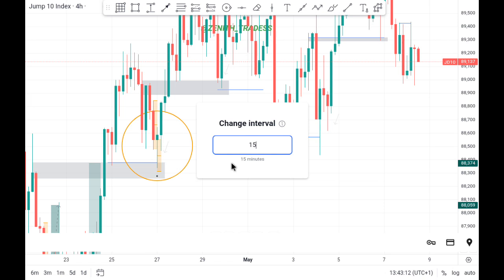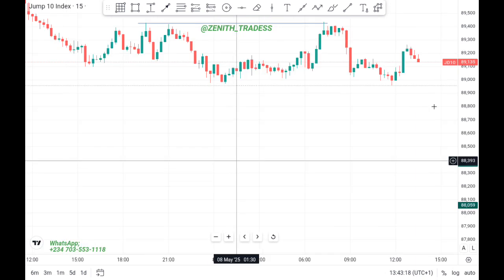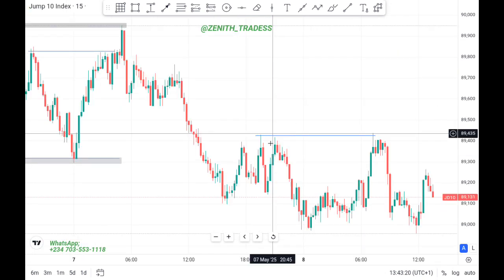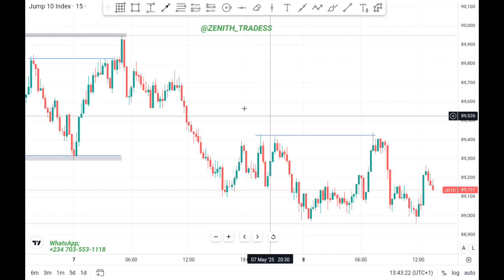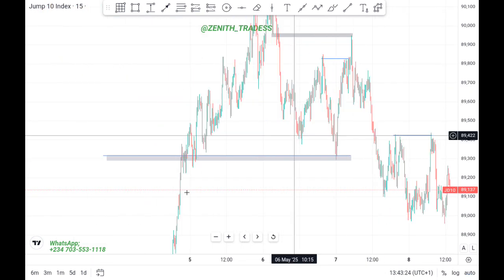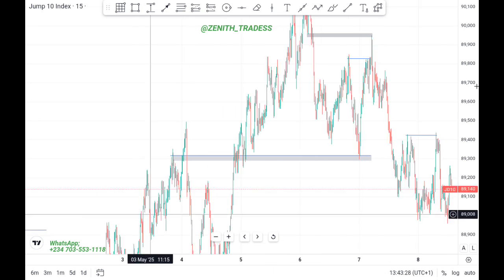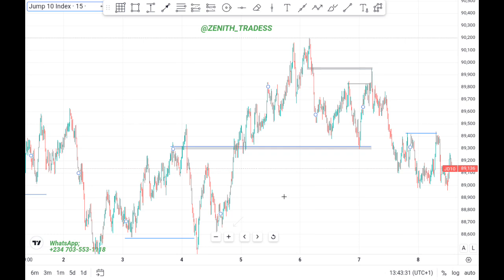Let's go back to M15. So we expect the third candle to come back to almost the 50% of the wick of the Totosu candle. Then it will now pick it up from there. Let's find that price action.